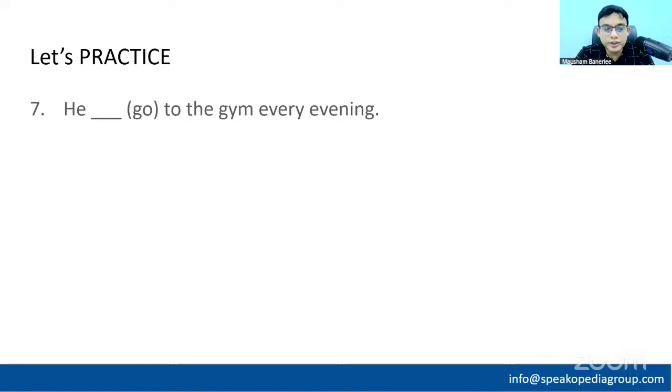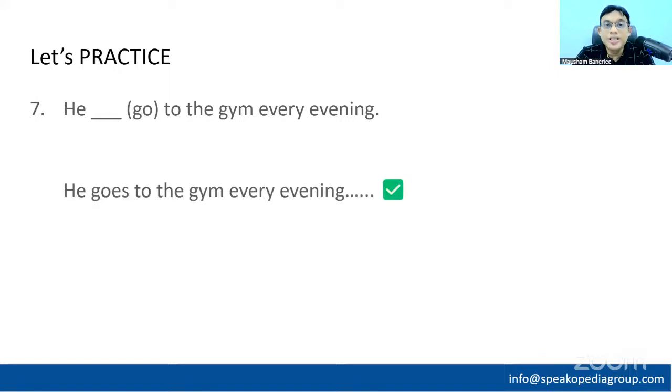Here comes the correct answer. He goes. He goes. Third person singular. Again, he, she, it, the boy, the girl, the teacher, Ram, Mohan, Sham, all third person singular number. The tree, the cat, all third person singular number. He goes to the gym every evening.